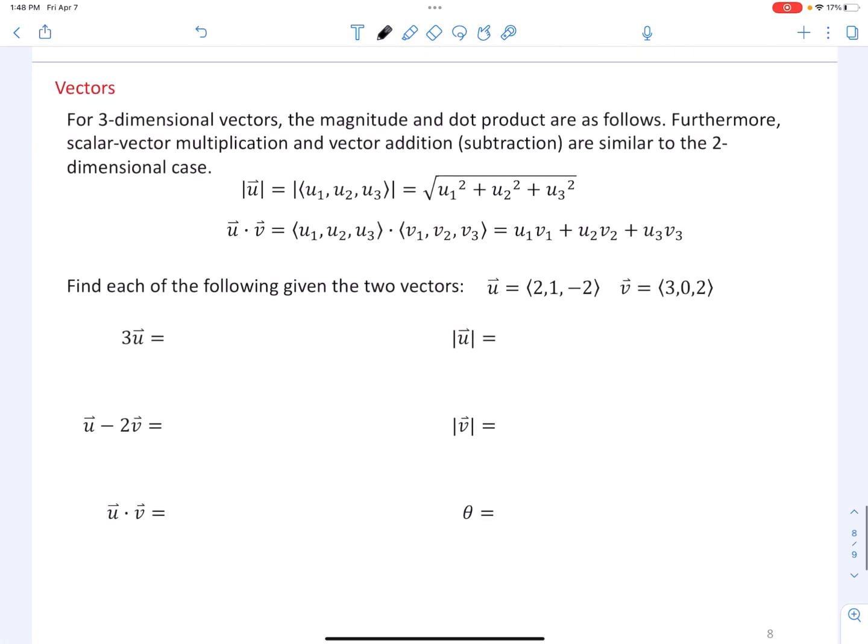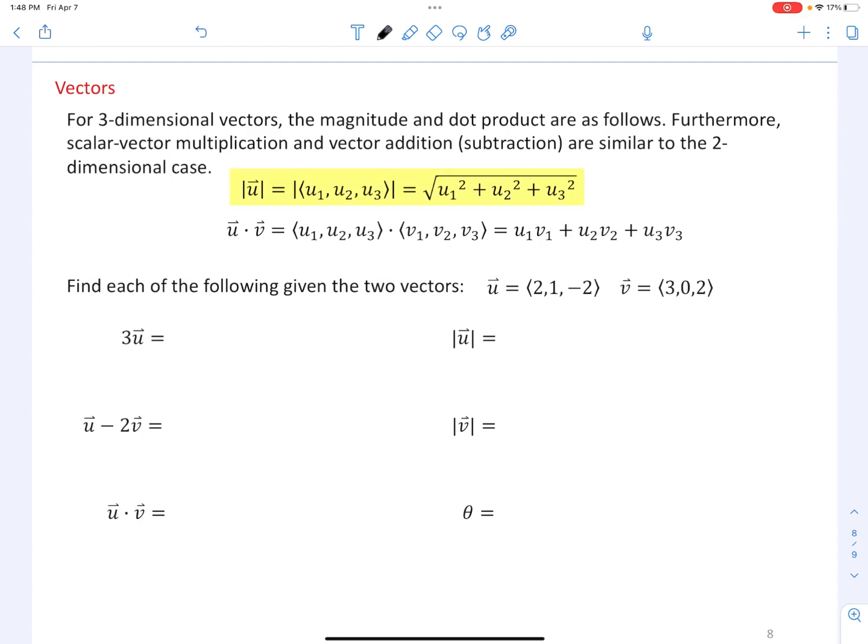Okay, let's go to the next slide. For three-dimensional vectors, the magnitude and dot product are as follows. Furthermore, scalar vector multiplication and vector addition and or subtraction are similar to the two-dimensional case. So there really isn't anything new. Everything just extends from 2 to 3 dimensions.